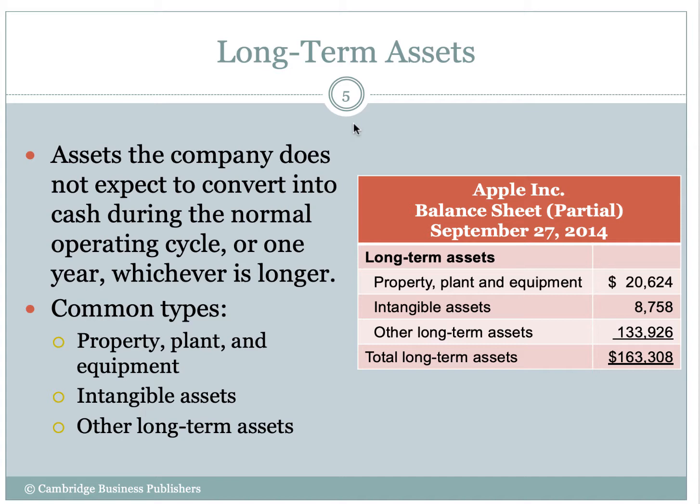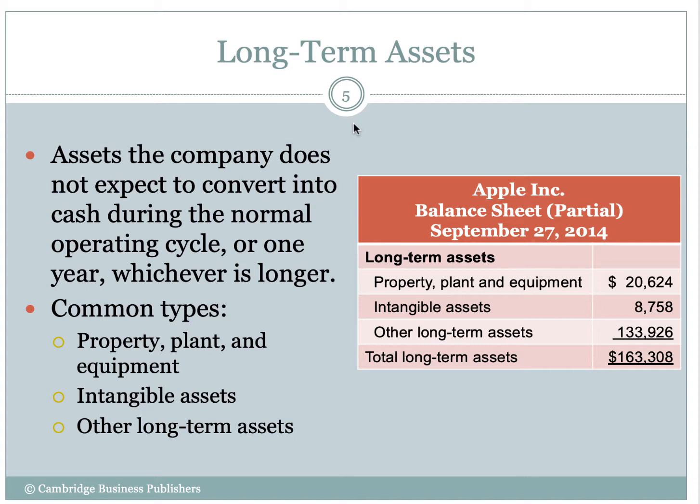Now we look at long-term assets, okay? These are assets that the company really does not expect to convert into cash during the normal operating cycle or the year, whichever's longer, okay? So these long-term assets we call our revenue producing assets, okay? That means that we intend to use these assets to generate revenue. So things like property, plant, and equipment, things like intangible assets, any other long-term asset that we have, okay?